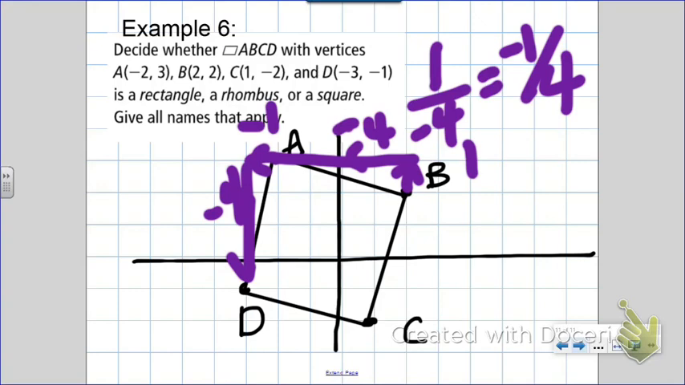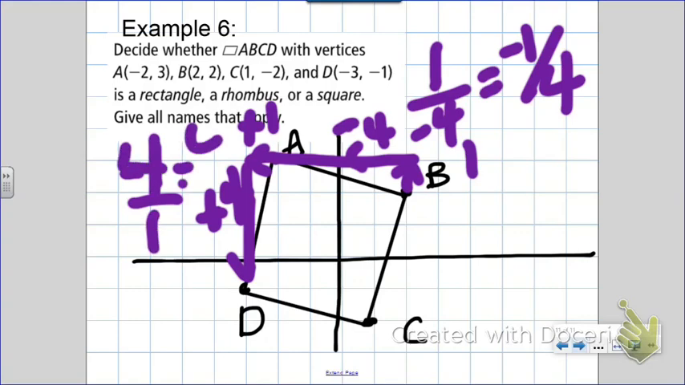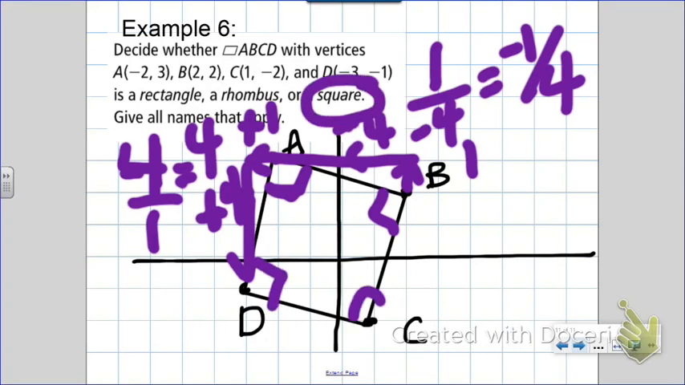On the other one, we're going left 1 and then down 4. Or actually, we'll go up 4 and to the right 1. We'll do it that way. So it'll be rise over run, so 4 over 1. So they are opposite reciprocals, which means that this is a right angle. So since they're right angles, it is a square, which also makes it a rhombus, rectangle, parallelogram. Its most accurate name would be a square.